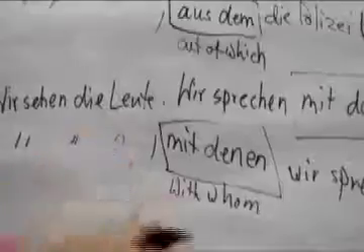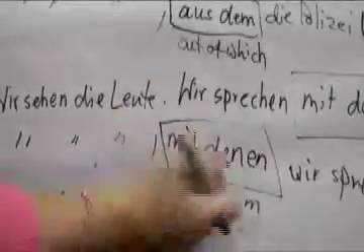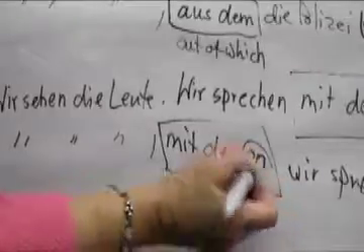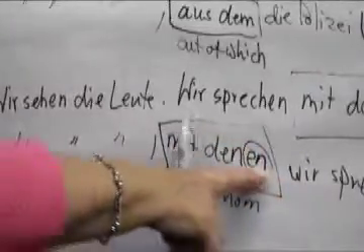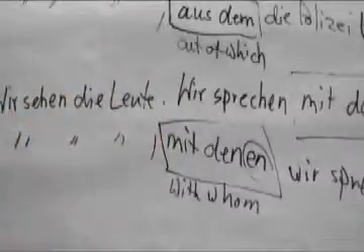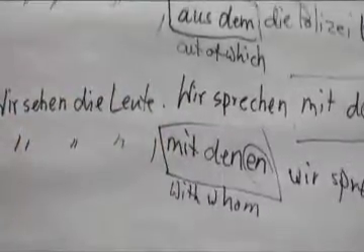And in the plural, if you have a dative, remember the pronoun would be den, but if it is a relative pronoun, we have to add an en, mit denen. And that's that for relative pronouns.